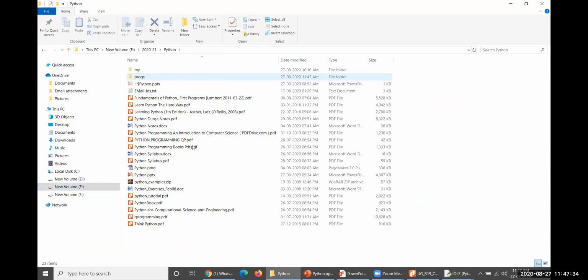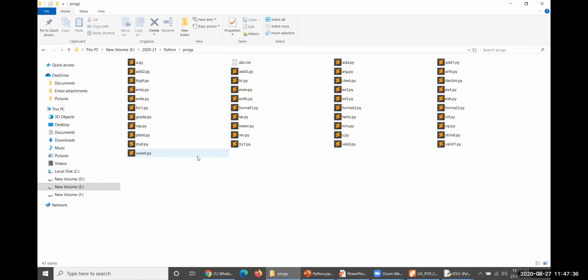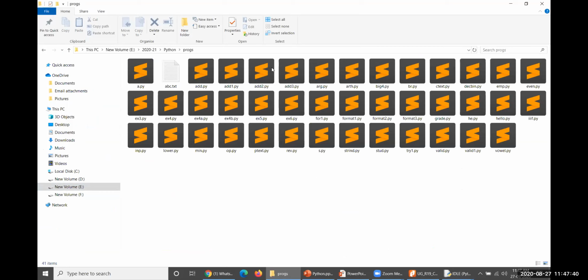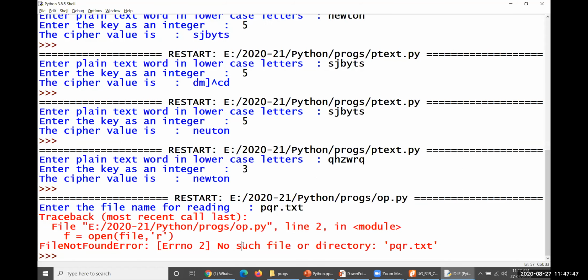Look at this. Do you find any PQR here? No, there is no PQR here. There is no file available with the name PQR here. So that is why you got this error message. You got this particular error message: no such file or directory.